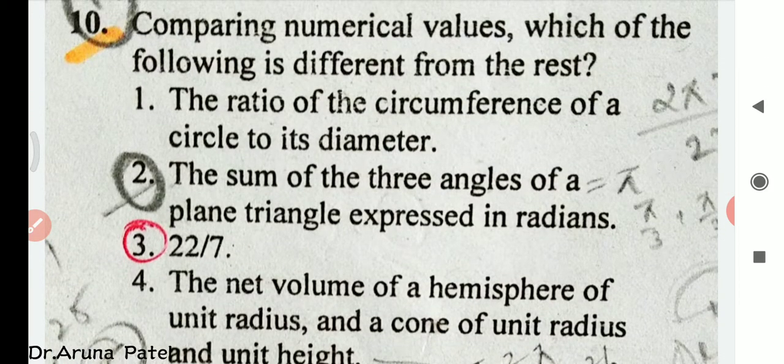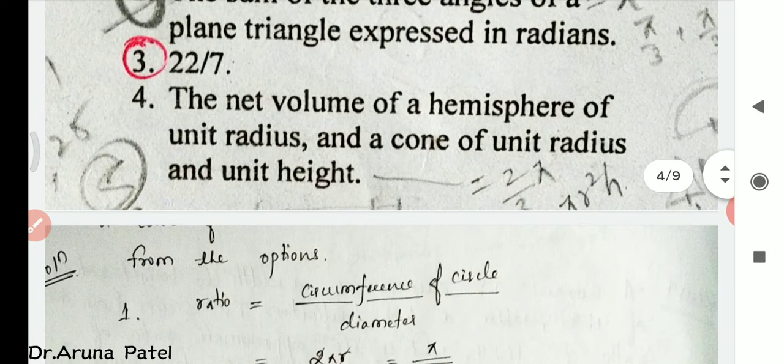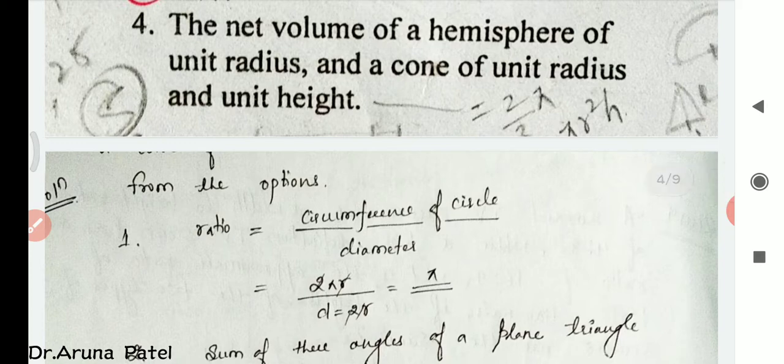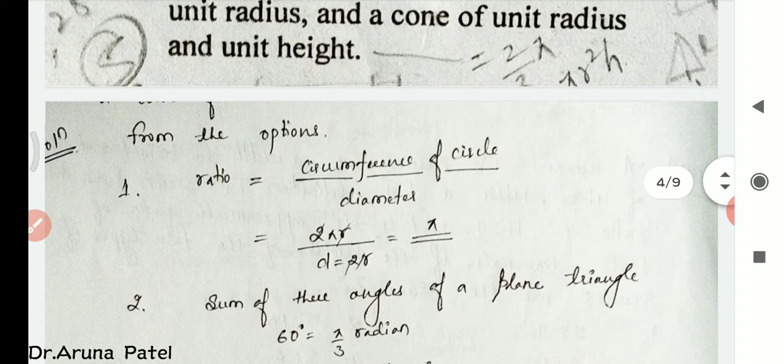In the first option, the ratio of the circumference of a circle to its diameter. So how is it simplified? The ratio equals the circumference of the circle to the diameter. The circumference of the circle is 2 pi r, and the diameter can be written as 2r. So on simplifying, you get pi.